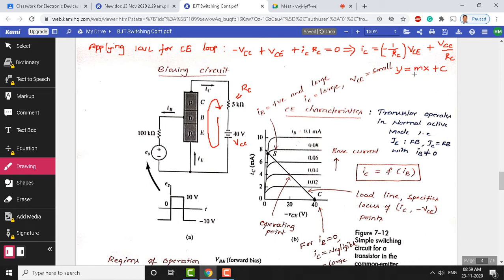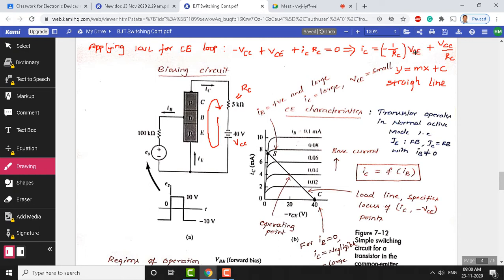M is nothing but slope, minus 1 by RC. VC is nothing but the x parameter, and C is nothing but the y intercept. So therefore, this is a straight line equation. When we want to draw this line on the output characteristics, the collector emitter output characteristic, we need to have 2 points.